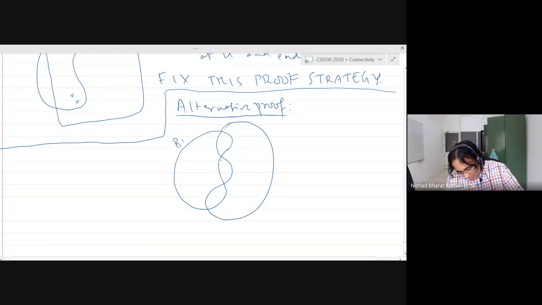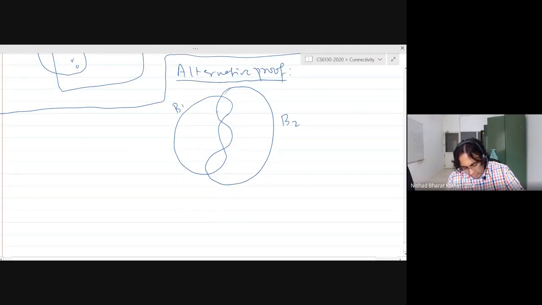So B1 and B2 are two blocks that have at least two vertices in common, V1 and V2, and there could be more vertices in common. So this is a slightly misleading drawing, right? But I'm not going to use the assumption that there are only two vertices.